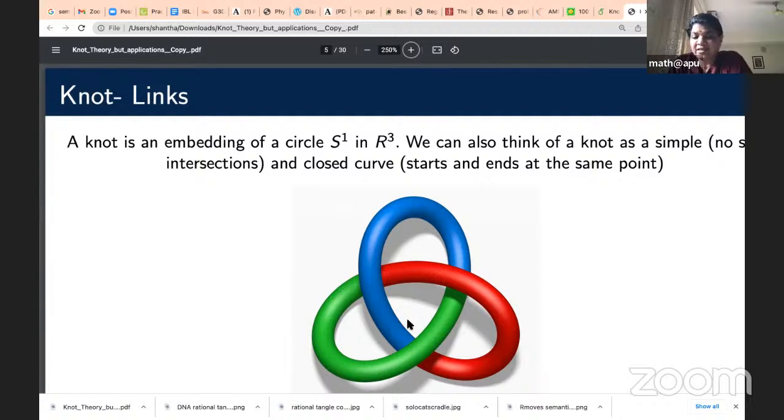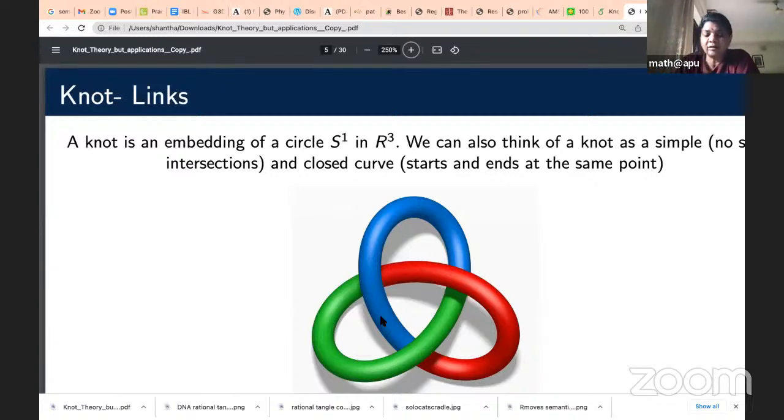The way this picture is drawn, we can already imagine that the blue part of the trefoil curve is going over the green and red part, and then the red part is going over the blue and green part, and then the red part of the trefoil knot goes under, right? So from this picture, we are able to imagine this.